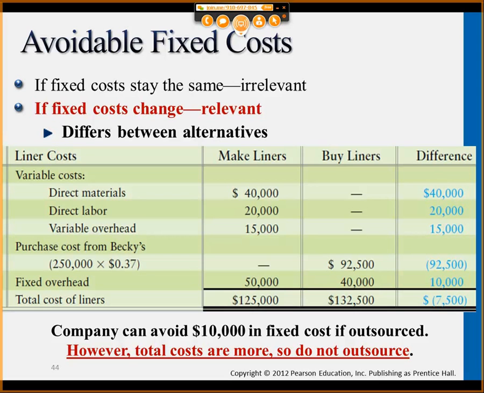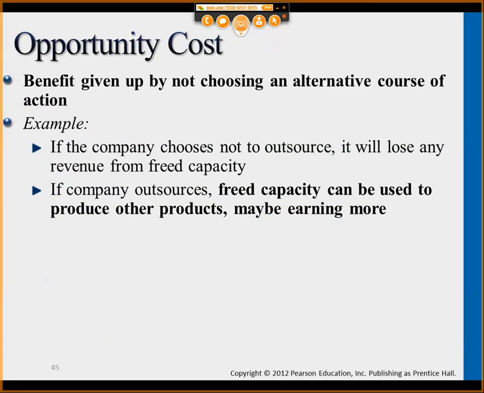Okay, the company can avoid 10,000 in fixed costs if outsourced, but total costs are more. So where are our total costs that we're incurring more? It's right here. Because the difference is 7,500, we're going to decide not to outsource. Even though the fixed overhead is less, the total cost is what we're going to look at. All right, so let's look at another important terminology here. It's our opportunity cost.